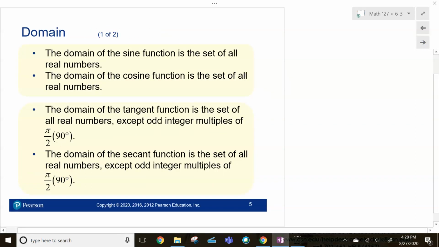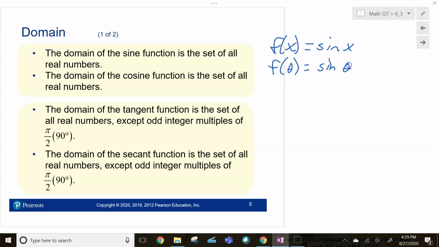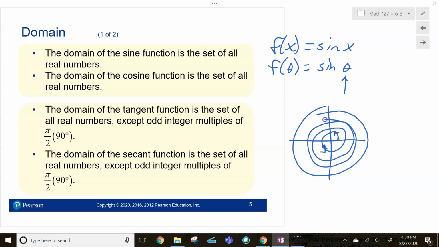Now, the domain of the sine function is the set of all real numbers. In other words, if you created f of x is sine of x, or f of theta, we're usually using theta here, we say, well, the domain, what can I plug in? I can let that angle be anything I want, right? I can rotate this much, or maybe that much. I can keep rotating. I can let theta be anything we want. So the sine domain is the set of real numbers. Same thing as the domain of the cosine is the set of real numbers.